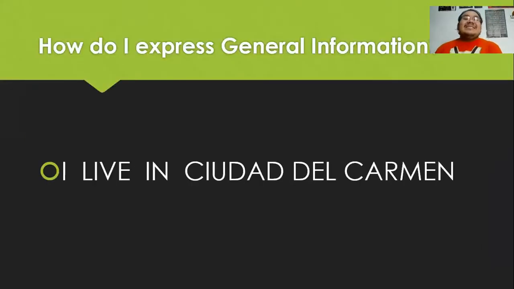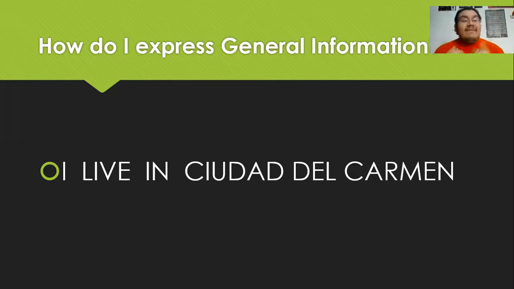So check this general information about me. Chequen esta oración que expresa información general acerca de mí. I live in Ciudad del Carmen. This verb is stating something about me. Esta oración está simplemente diciendo o declarando algo acerca de mí. I live in Ciudad del Carmen. Yo vivo en Ciudad del Carmen. That is my information.